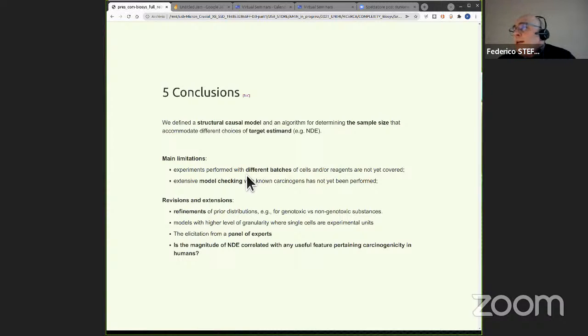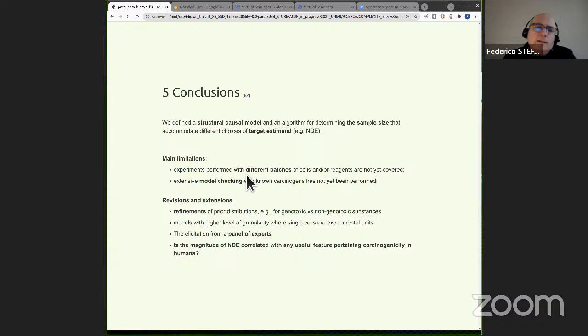Well, we have some limitations in what I've just described. For example, we did not take into account different batches of reagents or different batches of cell lines. Extensive model checking with known carcinogens has not yet been performed, and so model checking is an open issue that should be addressed in the future. We might want to revise the elicited distribution to take into account specific features of a substance. For example, we might want to distinguish genotoxic from non-genotoxic substances.